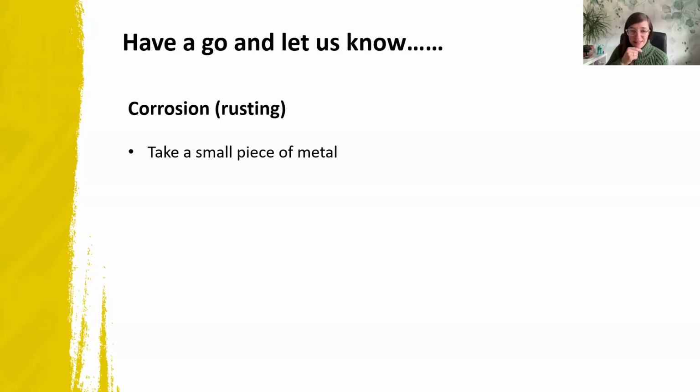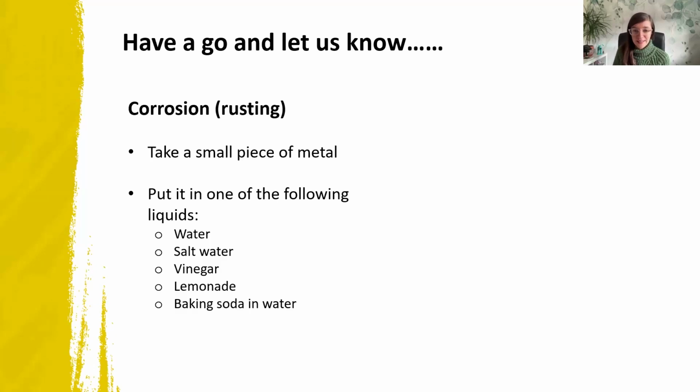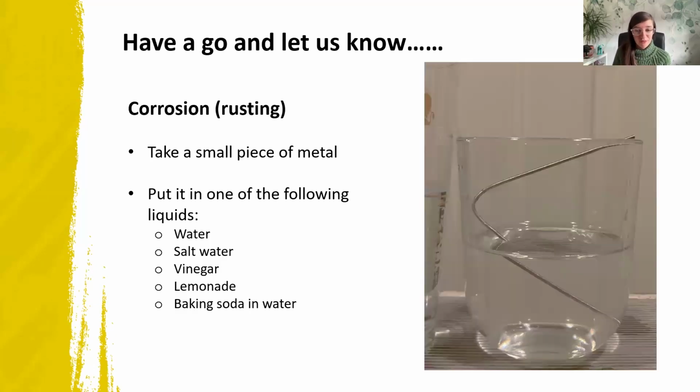So the idea here is you take a small piece of metal, steel or something that's steel based will work really well from this because the rust is a nice reddy orange color. And then to make something like this corrode, you need to put it into what we call a corrosive liquid, or you can have a look at some of these different liquids to see what the difference is between them. So some examples of where you could put your metal are in water, salt water, vinegar, lemonade, or even baking soda in water, and see how that affects the corrosion of this piece of metal.